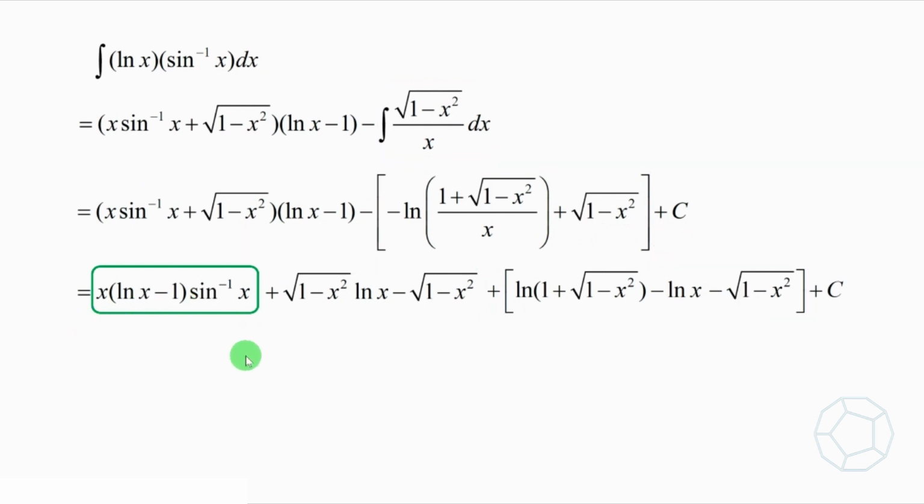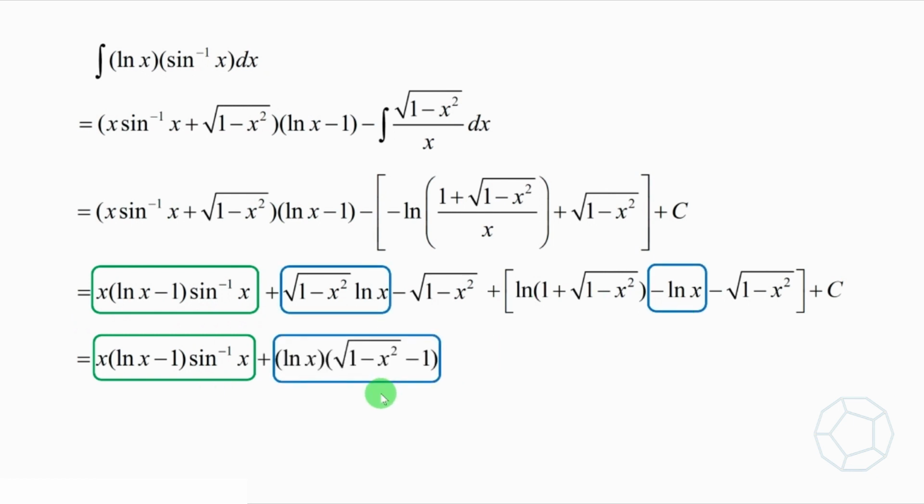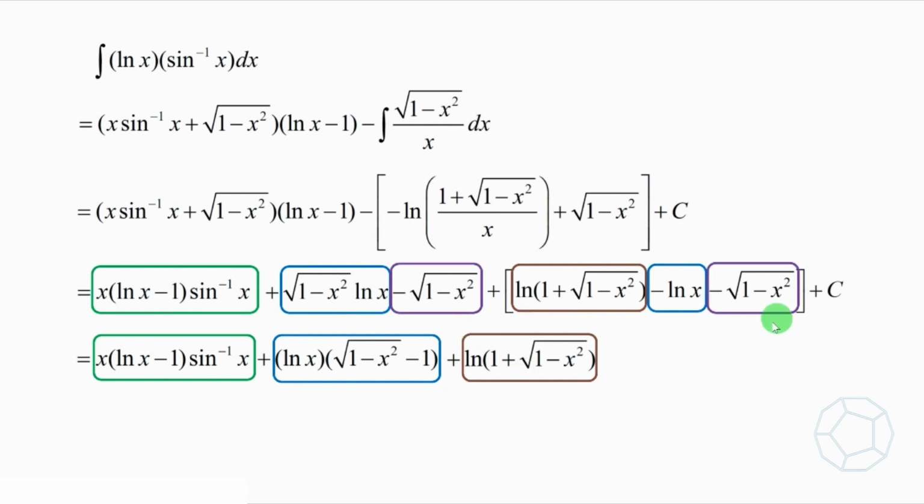For the first term in green, we just leave it in the front. Next, we have two terms with log x. Let's take it out as a common factor. We also have this large log term. Then we're left with the two sets. So the final answer is equal to x times bracket log x minus 1 times arc sine x plus log x times bracket the square root of 1 minus x squared minus 1 plus log bracket 1 plus the square root of 1 minus x squared minus 2 times the square root of 1 minus x squared plus c.